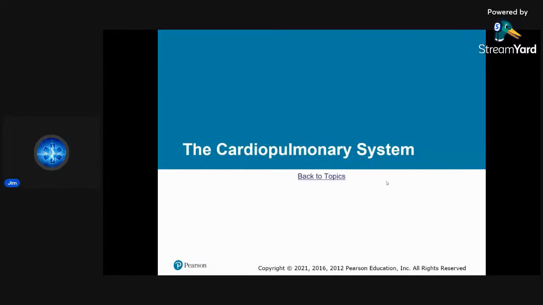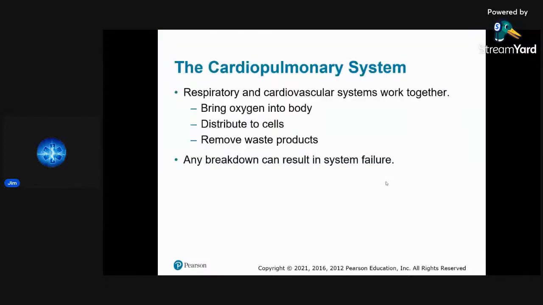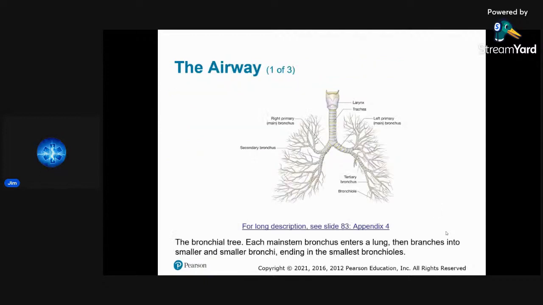Okay, the cardiopulmonary system. Respiratory and cardiovascular system have to work together, right? If one's off, then the whole system's not working. So the point of it is it brings oxygen to the body, distributes it to the cells, and removes waste. That's the whole function of the cardiopulmonary system. Any breakdown can result in system failure and eventually into a form of shock, which we'll talk about later.